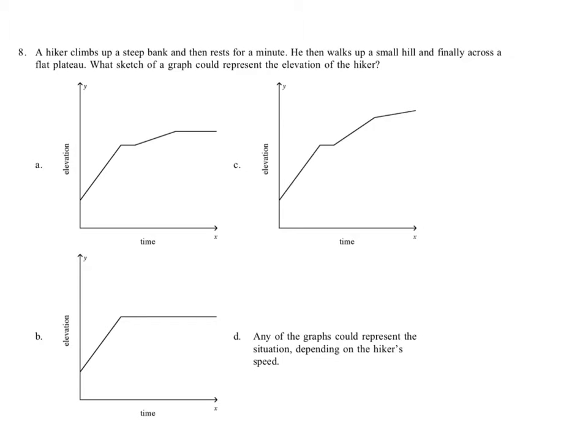Okay. A hiker walks up a steep bank and then rests for a minute. He then walks up a small hill and finally across a flat plateau. What sketch of the graph could represent the elevation of the hiker?